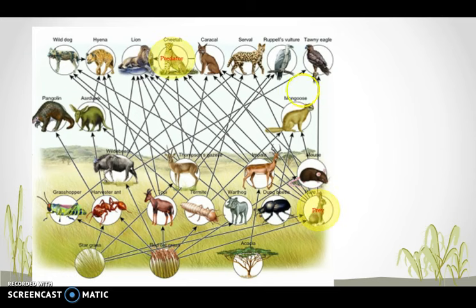predator-prey relationship. So if you take a look at this particular food web, we have got a rabbit over here that is prey to, for example, the cheetah, and the cheetah is the predator.